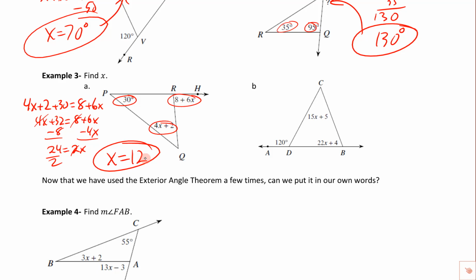Now if you were doing this for a test or a quiz, I'd be looking for this equation right here. We'd be checking your work, and then you've got to have the right answer. You can't just write down 12 and expect to get all the points for this.